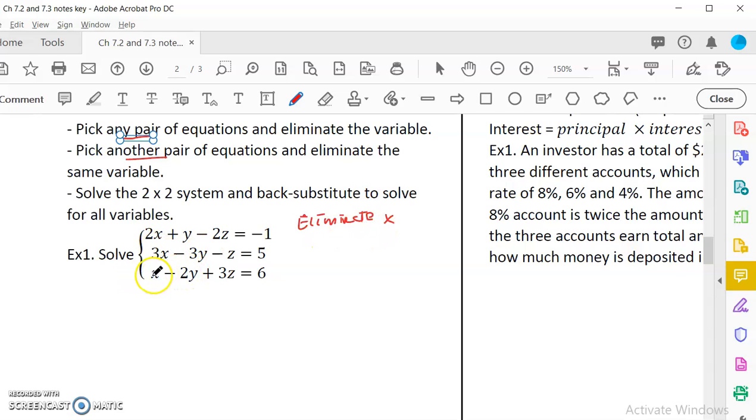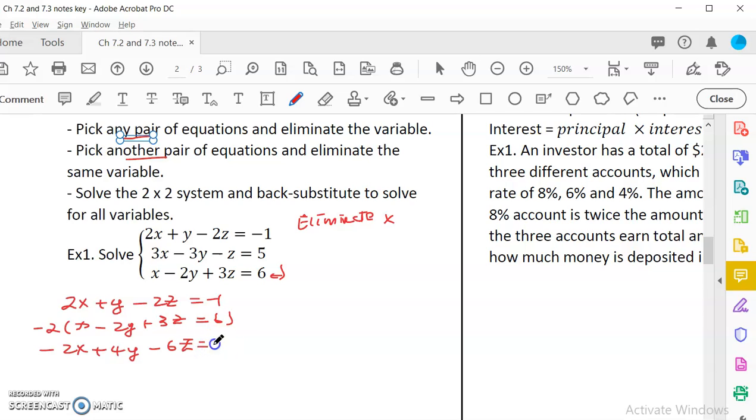two pairs. So you would use this pair with the first one, right? So look at 2x plus y minus 2z equal to negative 1. How can I eliminate x? This has to be multiplied by negative 2, right? Negative 2 times x minus 2y plus 3z equal to 6. So it becomes negative 2x plus 4y minus 6z equal to negative 12. And I'm going to add it with the first one.